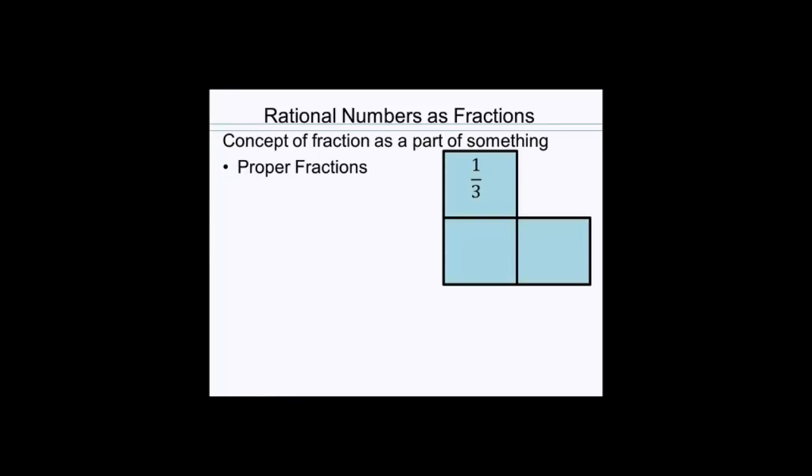So let's start with some pictures. We have a picture here. We're taking the whole shape and breaking it into three equal pieces. And so this piece here is 1/3 because it's 1 out of the 3 pieces we have. Here we have 1/6 because I have this piece as 1, 2, 3, 4, 5, 6. There are 6 equal pieces and I'm taking 1 of them.